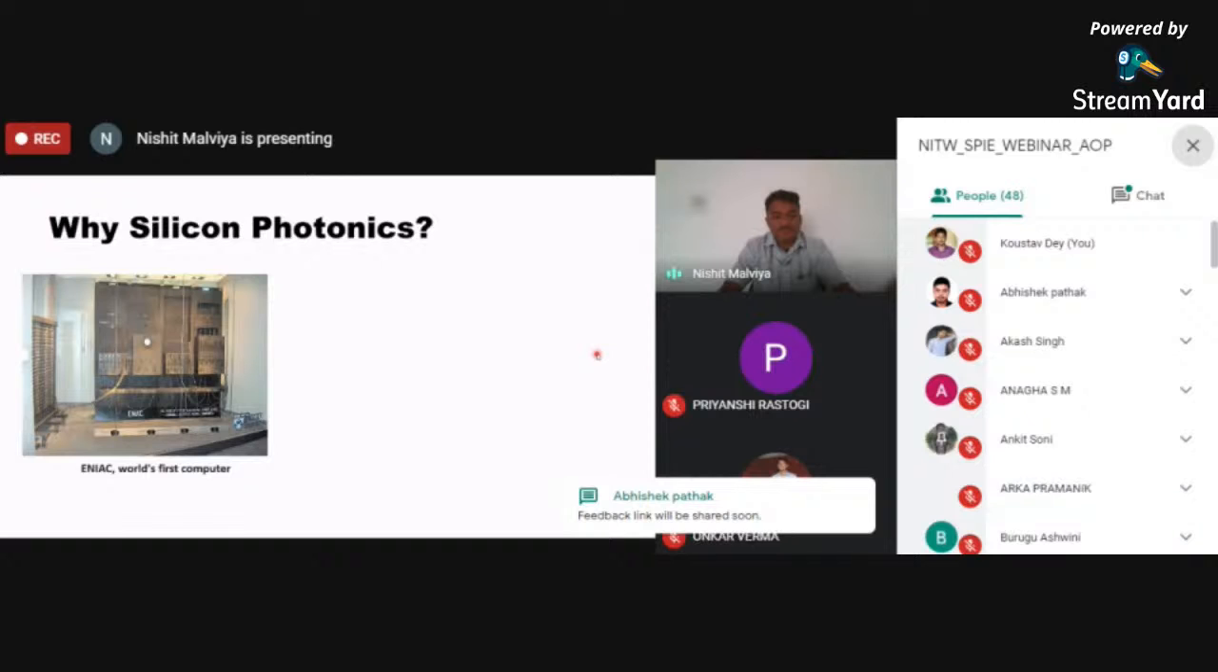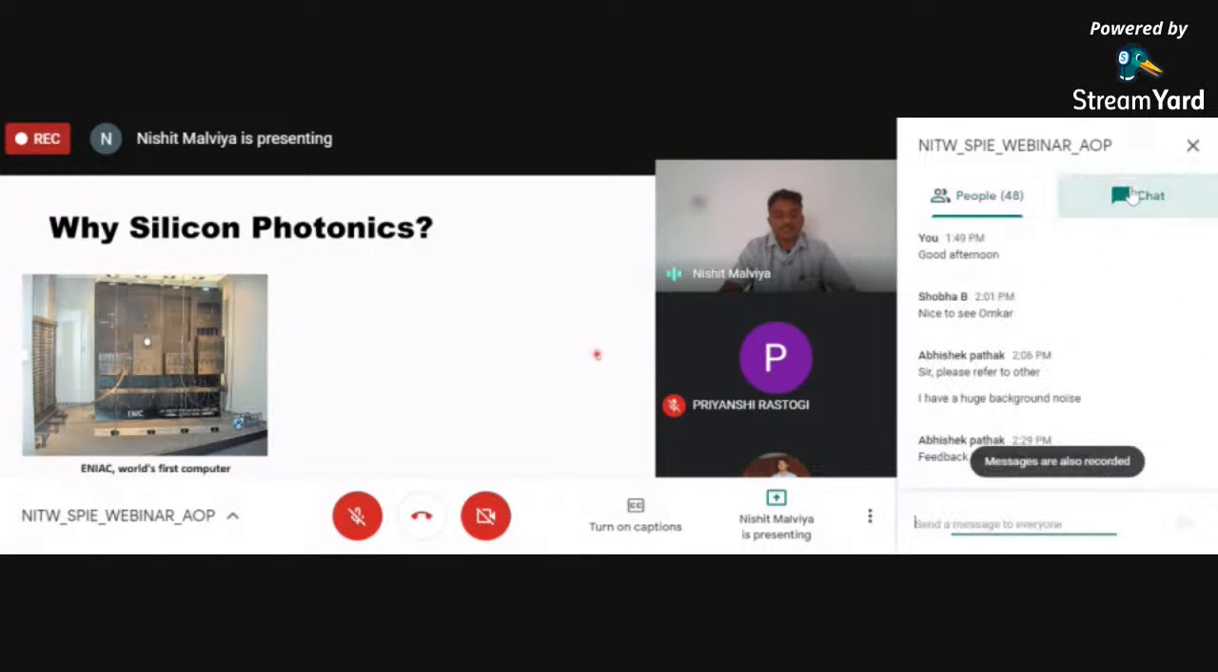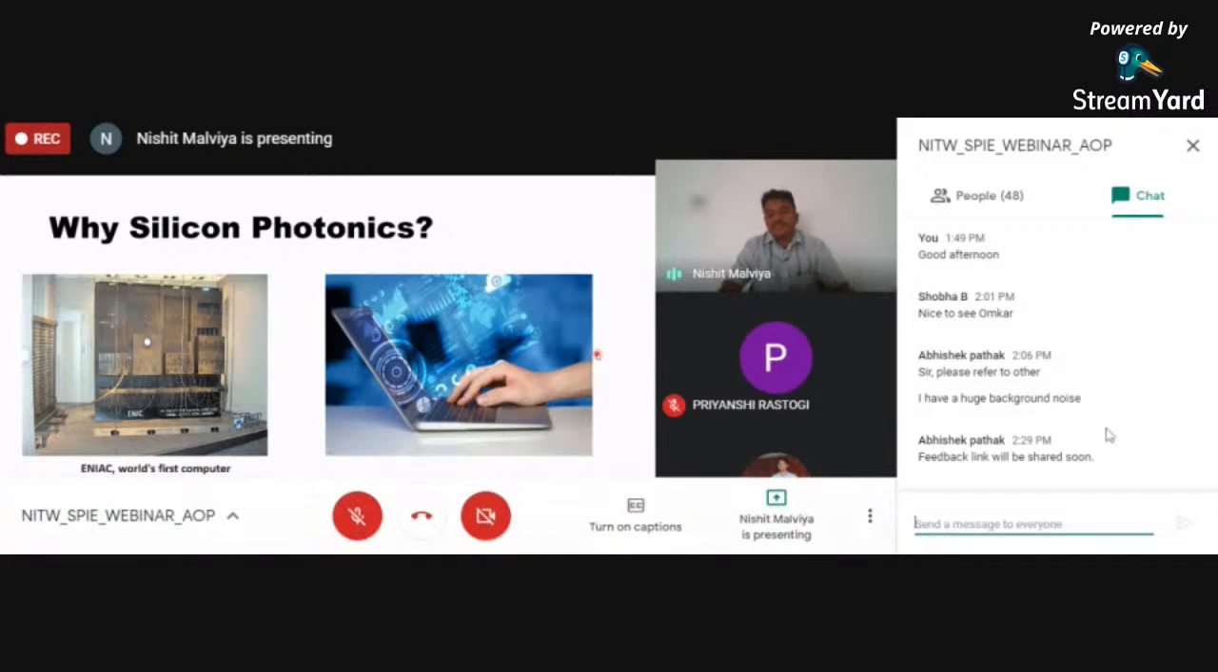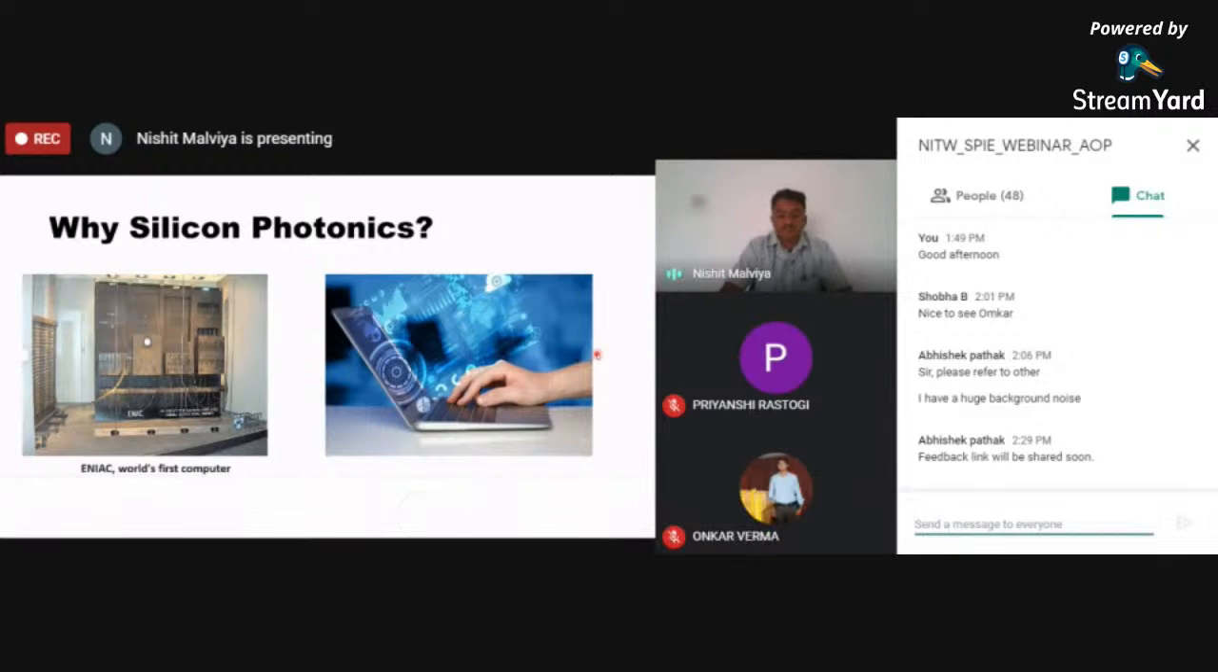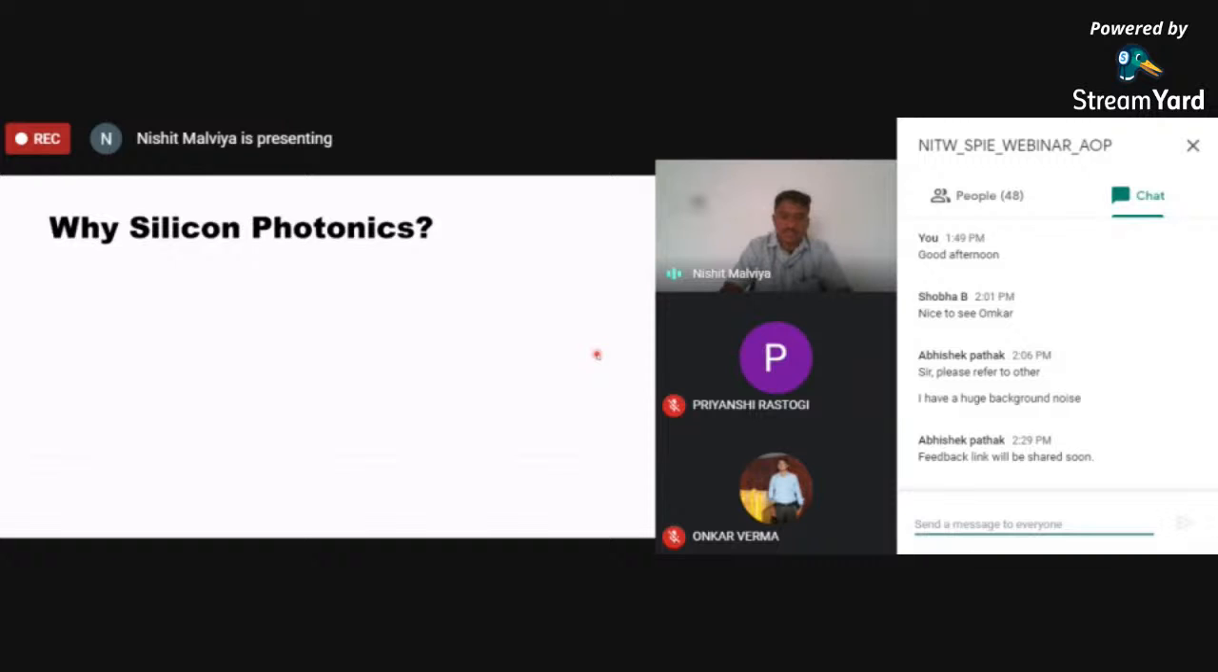Similarly, this is the first digital computer, ENIAC, at the University of Pennsylvania. This is the first computer, and nowadays we are using laptops. How is it possible? Because of CMOS fabrication technology, we can integrate a larger number of transistors.